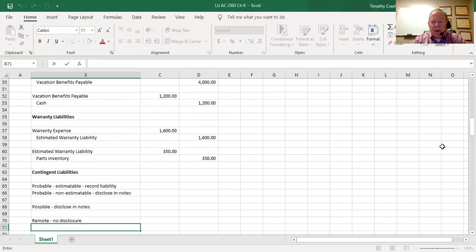Hello. Going to talk a little bit about current liabilities and kind of how they're accounted for. So we're going to go ahead and open up the screen. Okay, so some typical current liabilities.